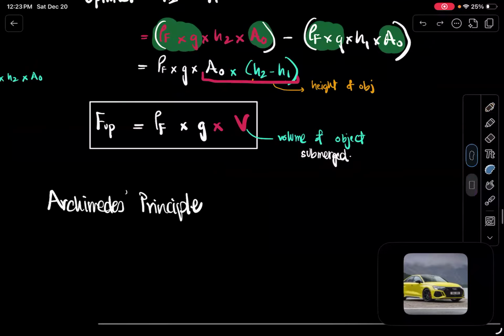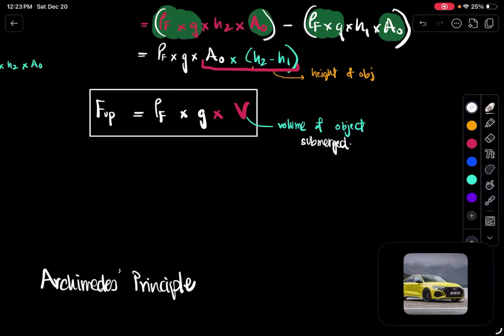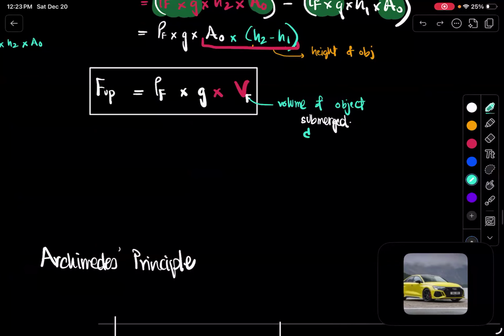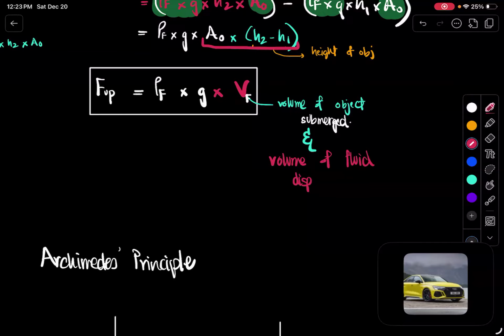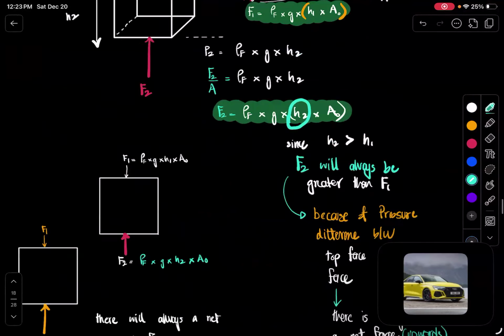Now, another very interesting thing. That's what we call Archimedes' principle. Interestingly, this is the volume of the object submerged, and it is also equal to the volume of fluid displaced, because the object, where is it?